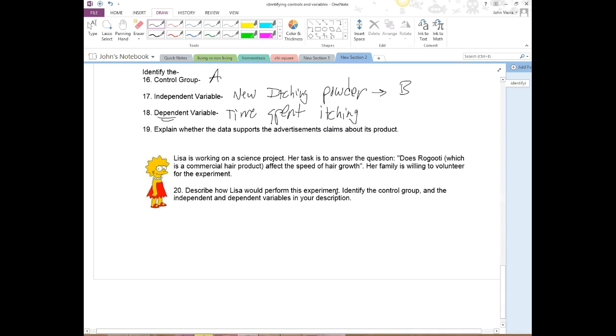This last one, you guys, there's a lot of different ways you can answer this. She wants to know whether or not her Rugudi, which is some hair product, will affect the speed of hair growth, the rate in which you grow your hair. How could you, or Lisa, perform this experiment? Somebody give me one example. How would you test this shampoo product and whether or not, yes?